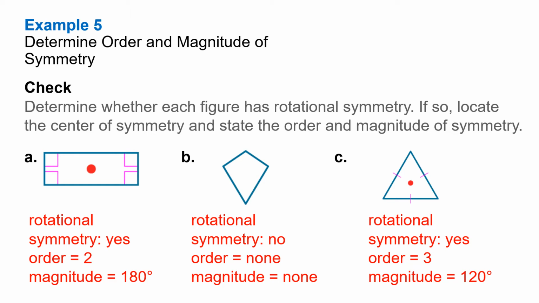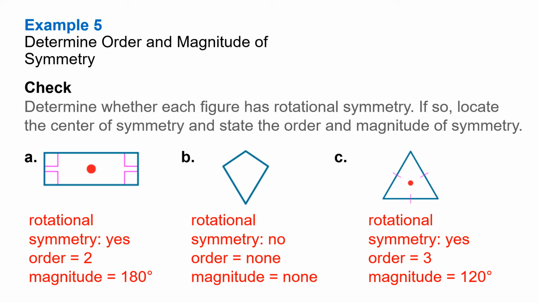So in this first figure, figure A, it does have rotational symmetry about its center, and it has order 2 because when you rotate it, it takes 2 turns to get back to the original orientation. So its magnitude is 180 degrees.